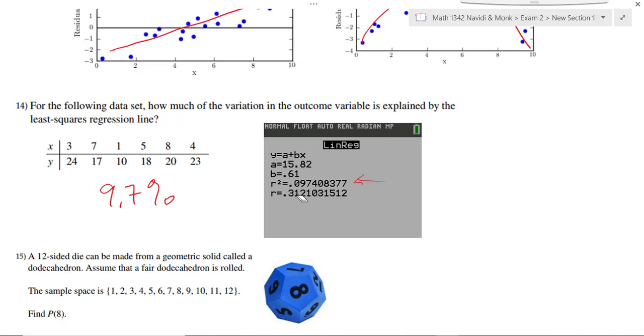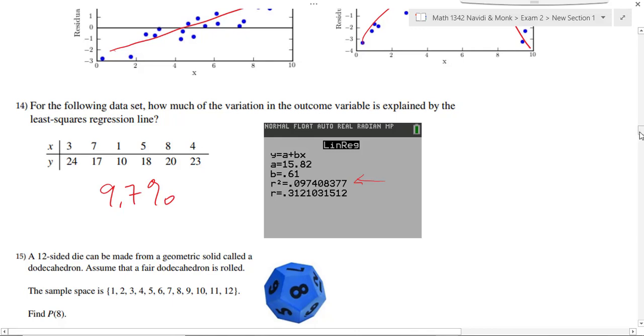On a multiple choice test, I would have answers for both r and r squared as the choices. It's important that you know what each of them are for. R is the correlation coefficient. R squared is our coefficient of determination. It gives us the percentage of variation in the outcome variable that's explained by the least squares regression line.